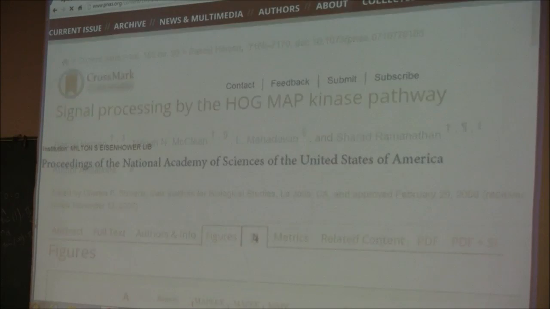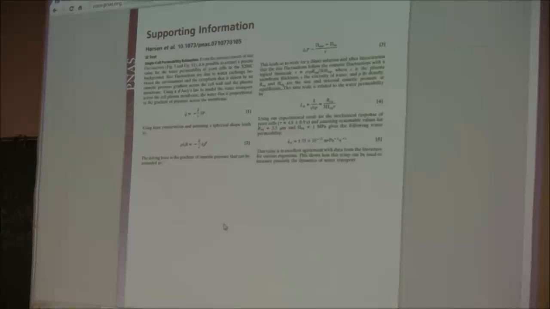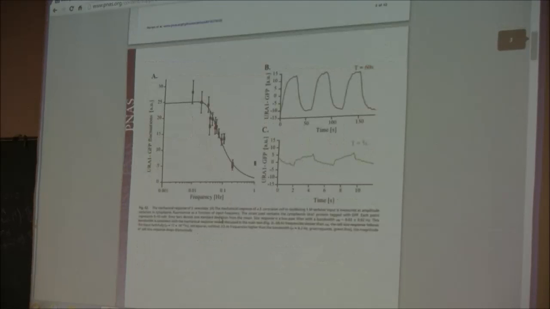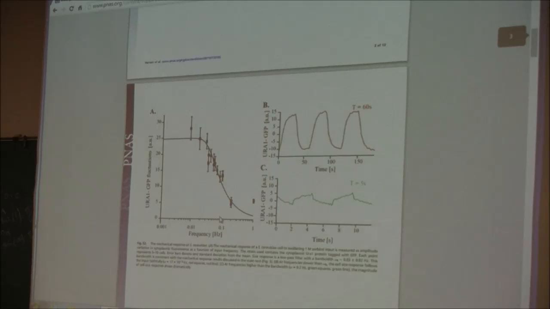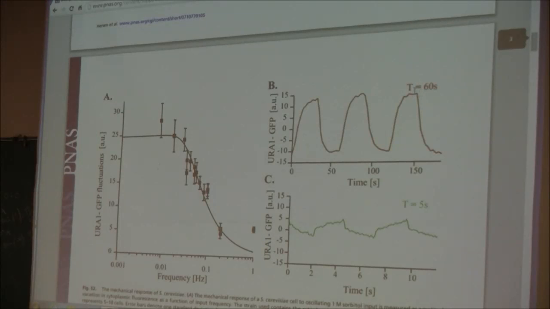So then for the supplemental information, let's see. So this is an example showing that with a longer period, so with a slower input, you get a higher amplitude response, and then for a faster period, you get a lower amplitude response. So these amplitudes are the data that they're plotting to get the curve of amplitude versus frequency.